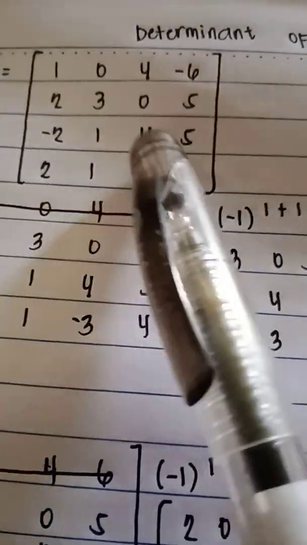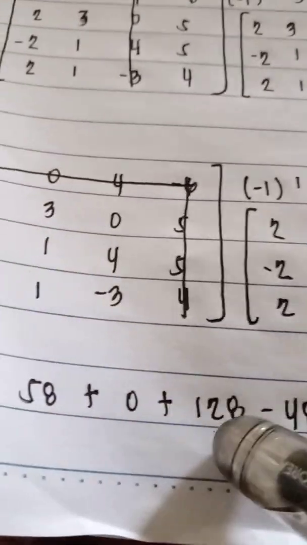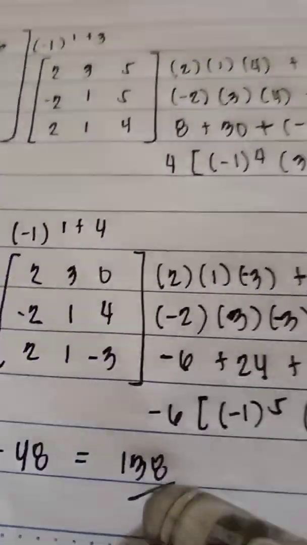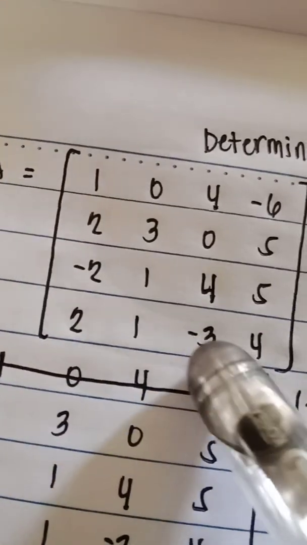So in order to get the determinant of the whole matrix, we will add these determinants together. So 58 plus 0 plus 128 minus 48 is equal to 138. So 138 is the determinant for this.